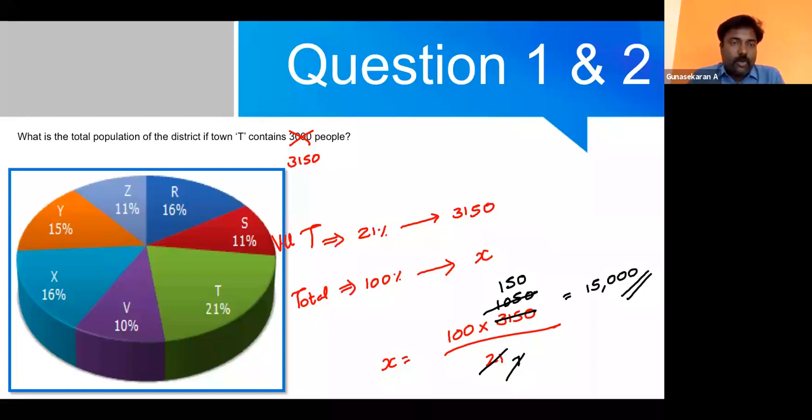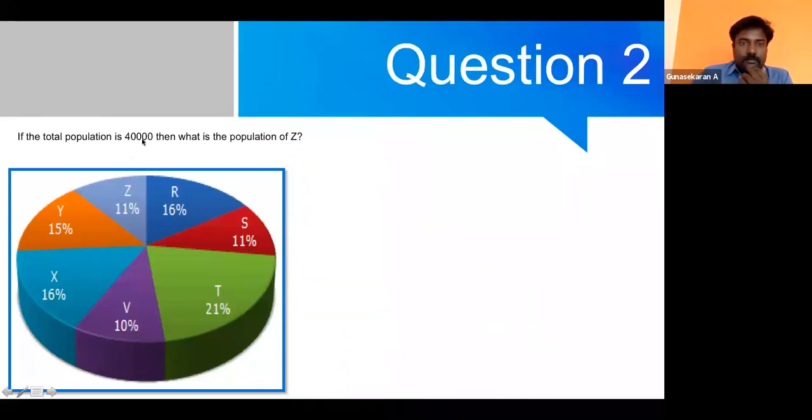So first, ask the question: what is 100%? 100% is the total population of the district. There are 7 villages. Village T represents 3150, so what is the total population? Okay. Now the total population, 100%, is 40,000.